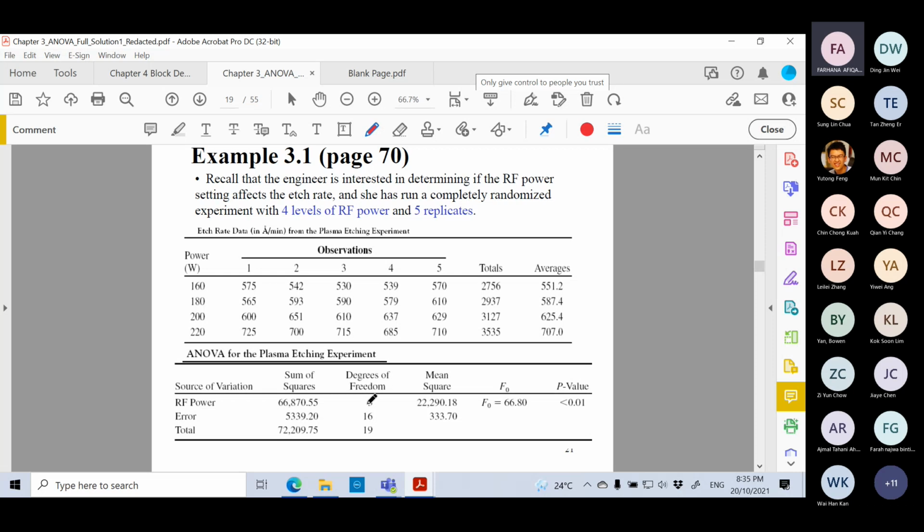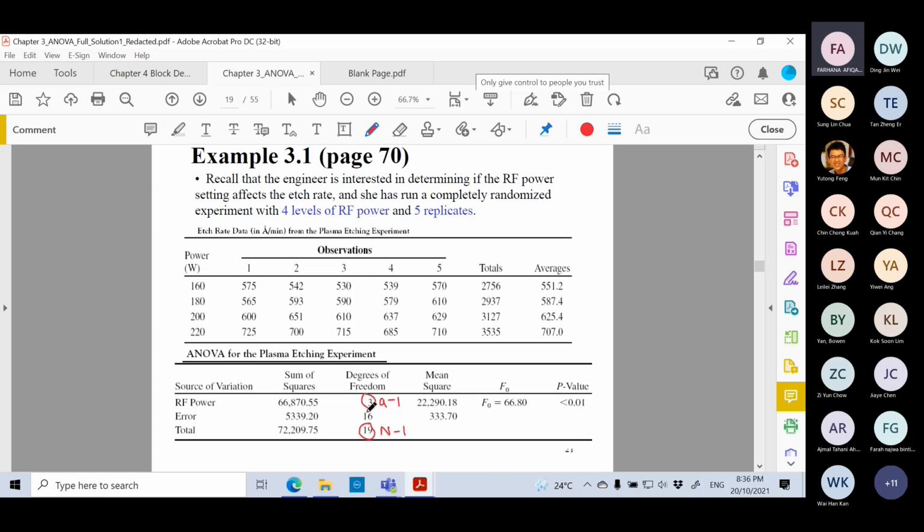Because this degree of freedom, we can guess. RF power, we consider 4 levels, so definitely the degree of freedom is a minus 1. Definitely must be a minus 1, so you have 4 minus 1, which is 3. For the total sum of squares, the degree of freedom always must be n minus 1. Do not get it wrong: you have 5 times 4, which is 20, and 20 minus 1 is 19.